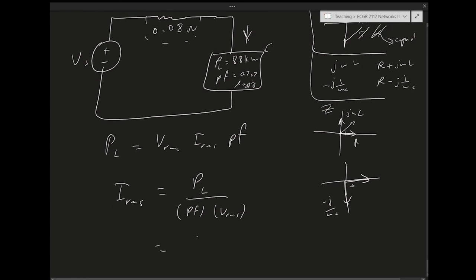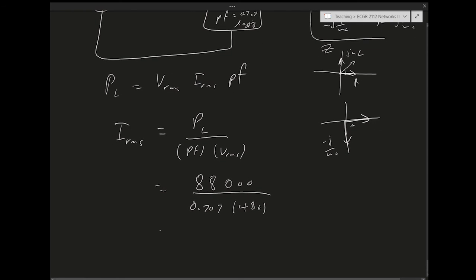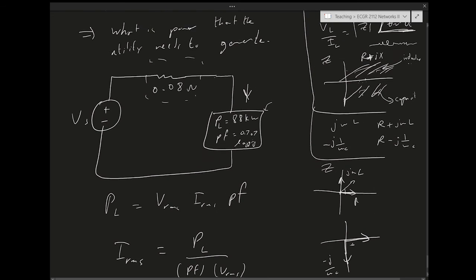We have everything else, right? We know that we're consuming 88,000 watts. Power factor is 0.707 and the voltage is 480. Do this calculation. I end up with 259.31 amps RMS.